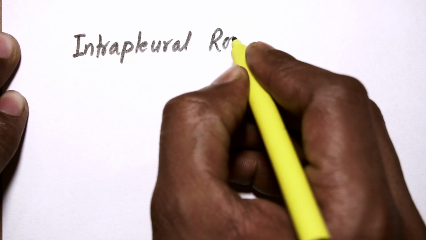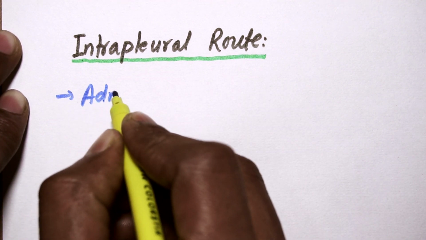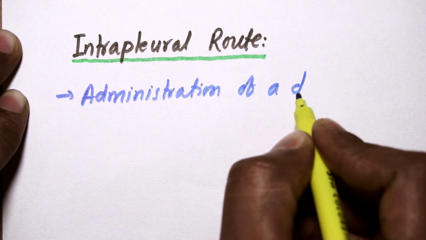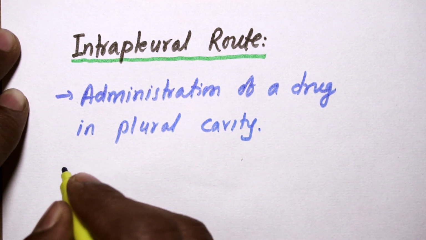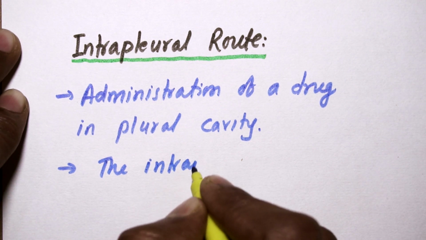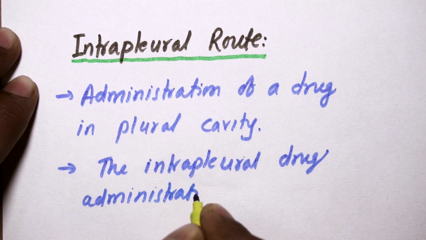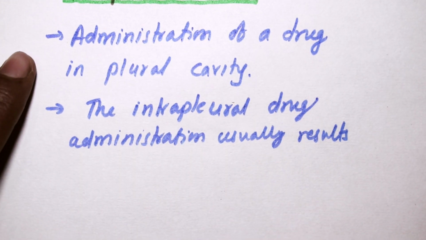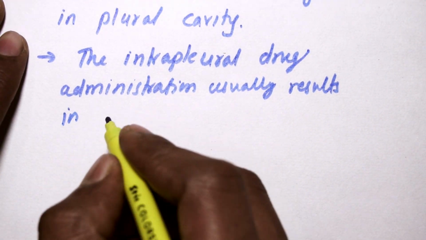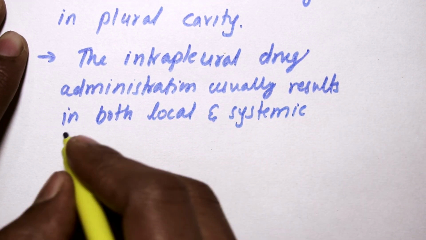Now coming to the intrapleural route. Okay, so administration of a drug into the pleural cavity is called the intrapleural route. Okay, so intrapleural drug administration usually results in both local and systemic drug action. Okay, both local and systemic drug action.